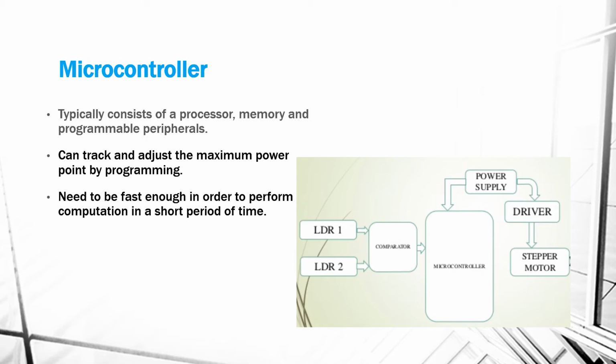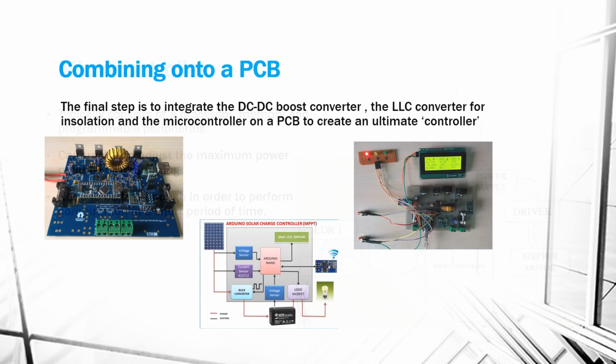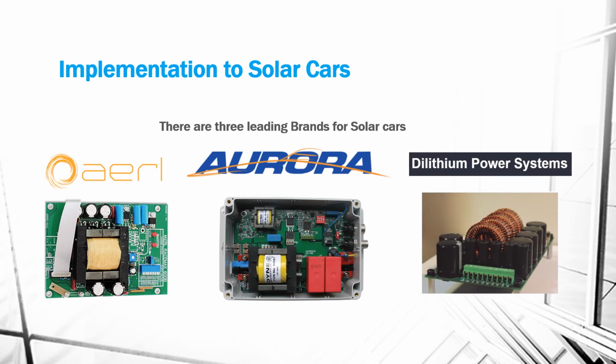Laying out all the components on a PCB will create the MPPT controller, and to integrate all the components effectively, they need to have some basic features. The PCB board needs to be compact, preferably the size of a credit card, and lightweight, less than 100 grams. Companies producing MPPTs for solar cars include Ariel, Aurora, and Dilithium Power Systems. These systems are all very comparable. However, based on three main factors: efficiency, weight, and tracking ability, it was found that the Dilithium Power Systems MPPT is the most desirable.